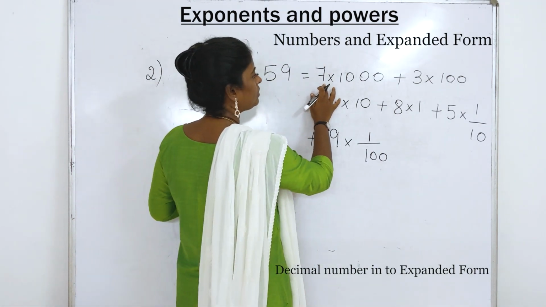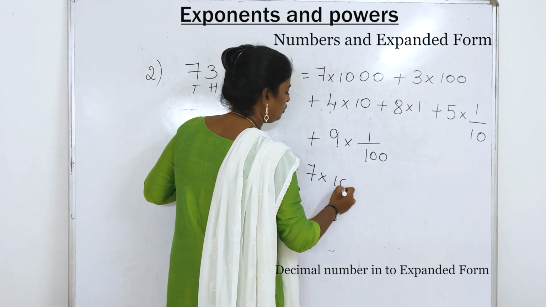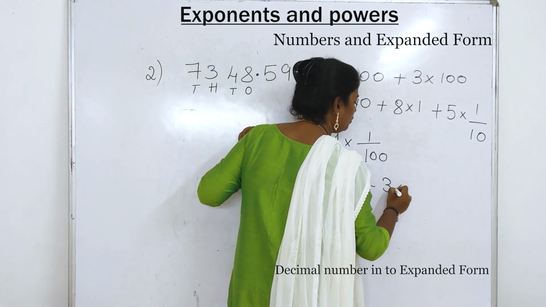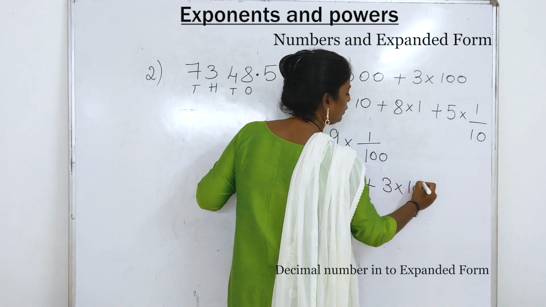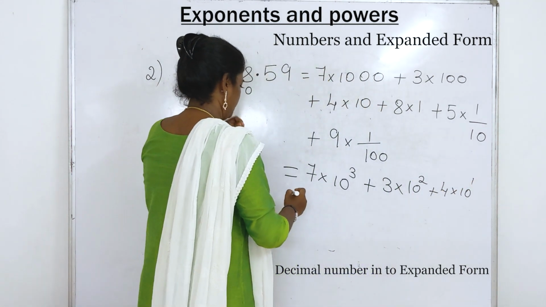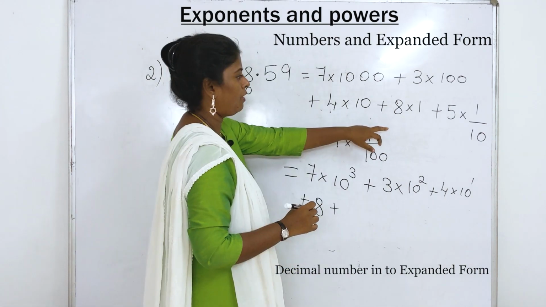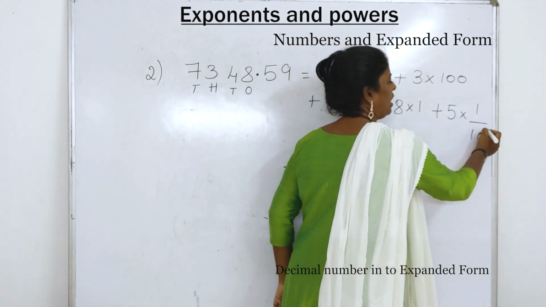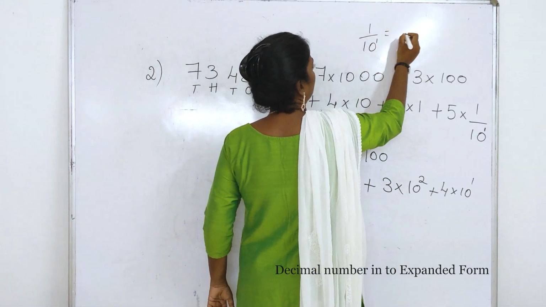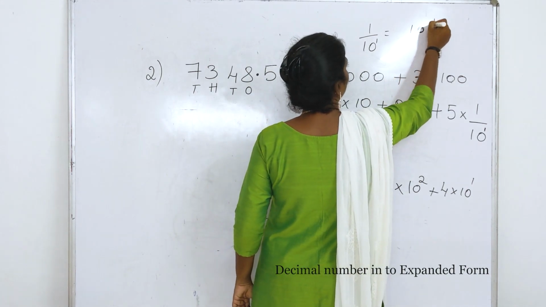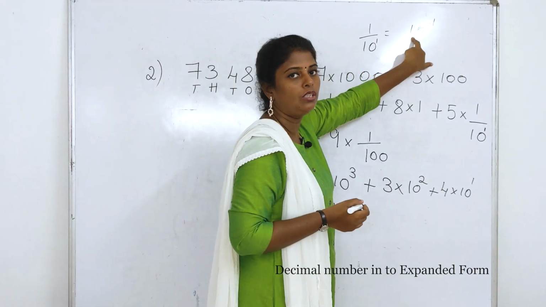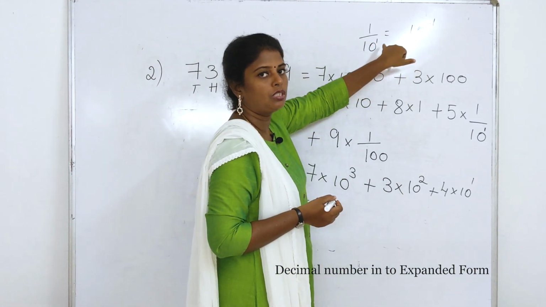And this is equal to 7 into 1000. So 7 into 10 to the power 3, since there are 3 zeros here, plus 3 into 100, 2 zeros, so 10 to the power 2, plus 4 into 10 to the power 1, plus 8, plus 5 into 1 by 10 to the power 1. 1 by 10 to the power 1 can be written as 10 to the power minus 1, because here we have the base in a reciprocal form, so we bring it to the numerator and the positive power becomes negative.